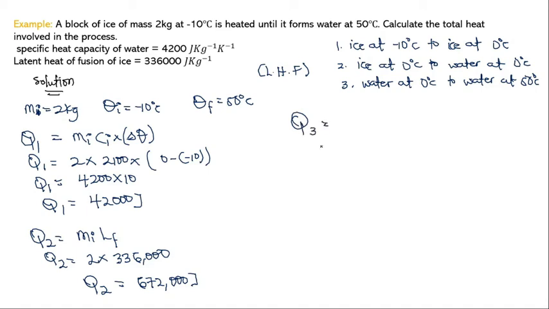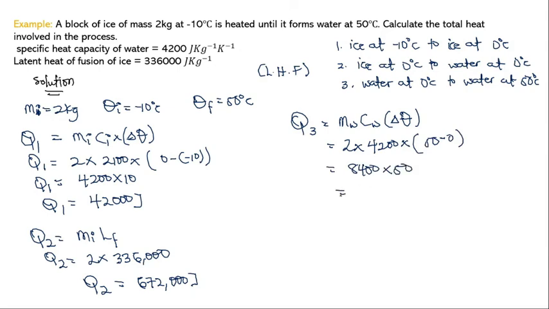Okay, now let's look at the final heat energy involved, so Q3. Now the final energy involved in this process, okay, we are converting from 0 to 50, so it will be what? The mass of water, specific heat capacity of water, and then change in temperature of the water. Now the mass of the water, we assume is still the mass of the ice, provided no matter was lost during the conversion of ice to water. So we still use 2 multiplied by the specific heat capacity of water, which is 4200, multiplied by the change in temperature, which will be what? 50 minus 0.